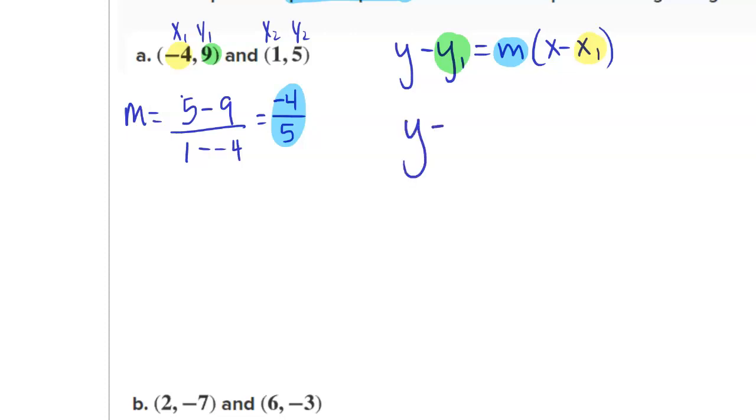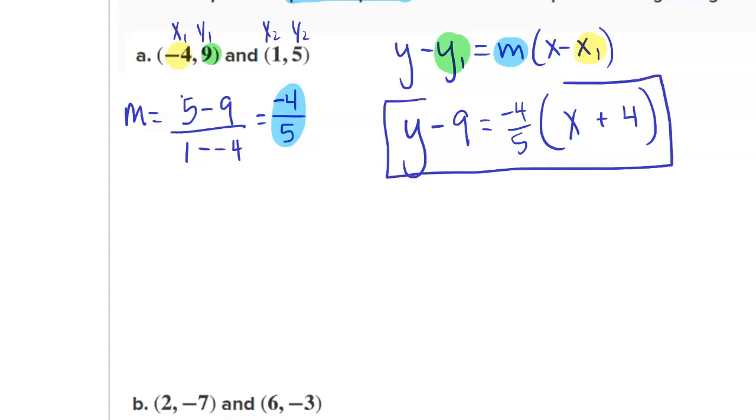And we're just going to plug it into the equation. So we're going to plug this in. Y minus 9 equals the slope, which is negative 4/5, times x minus, and it's negative 4. So this would be a negative 4 here. Since we have that double negative, minus a negative 4, that would become plus 4. So I'm going to change that to a plus 4. And that's it, right? This is point slope form right here.